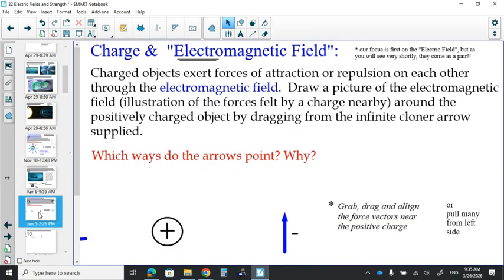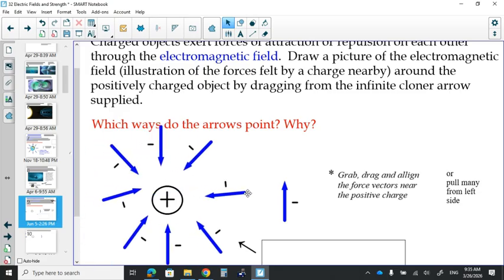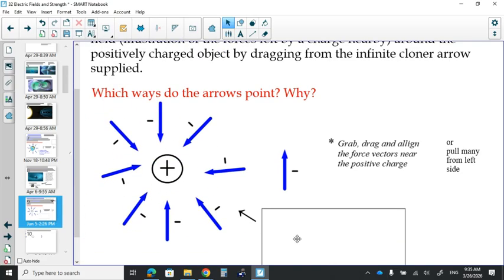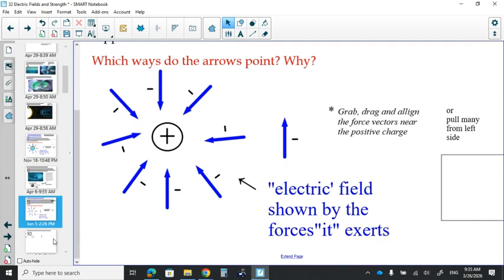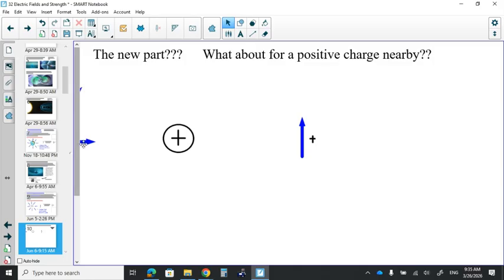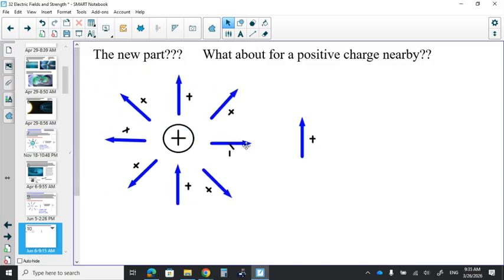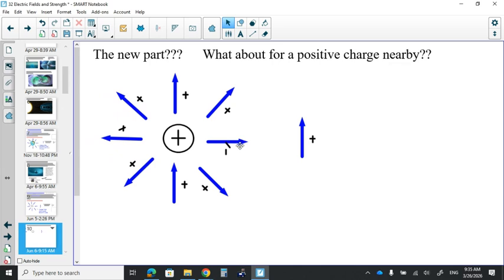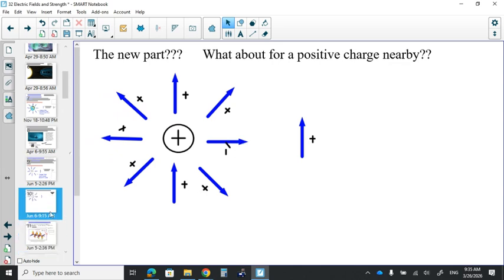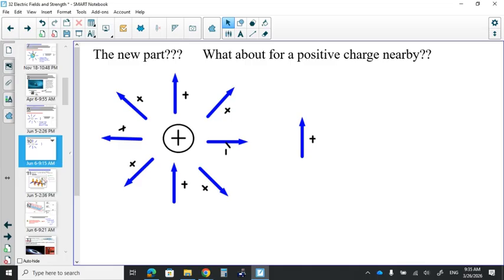So now moving to electric fields, we have a very similar situation where we have attractions, right? So we have the electric field shown by the force it exerts, and the weird part, or the new part, I guess, in this situation would be if we have a repulsion situation, right? Like we've already sort of mentioned.